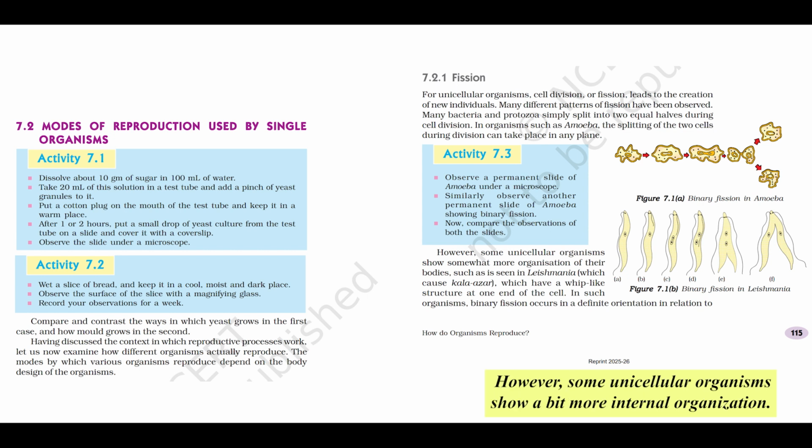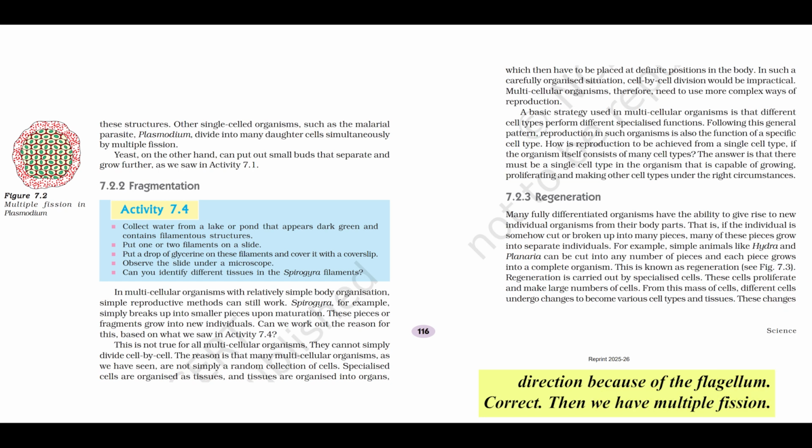However, some unicellular organisms show a bit more internal organization. Consider Leishmania, the protozoan that causes Kala-Azar. Leishmania has a distinct whip-like structure, a flagellum at one end. In such organisms, binary fission occurs in a very definite and precise orientation, specifically in relation to this flagellum. This ensures that each daughter cell receives the necessary structures in an organized way. Okay, so amoeba splits anyway. Leishmania splits in a specific direction because of the flagellum. Correct. Then we have multiple fission.